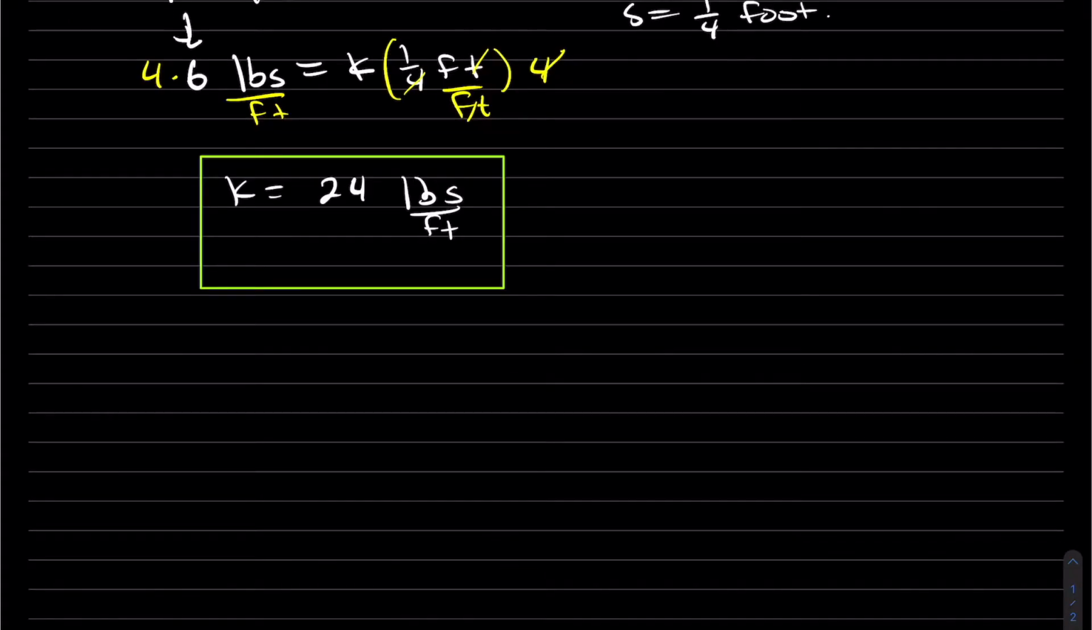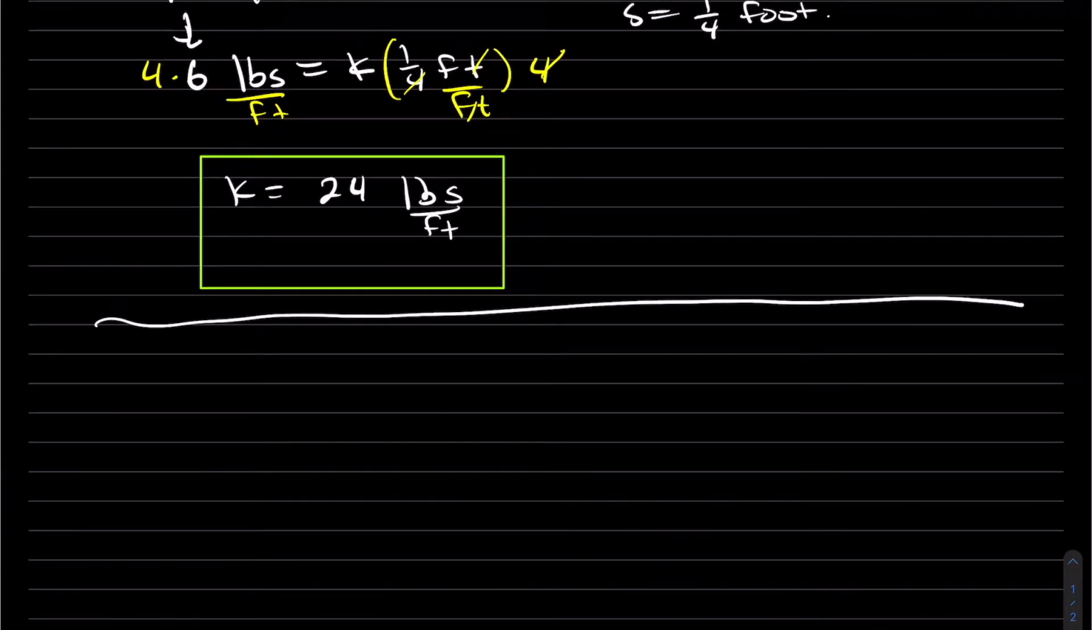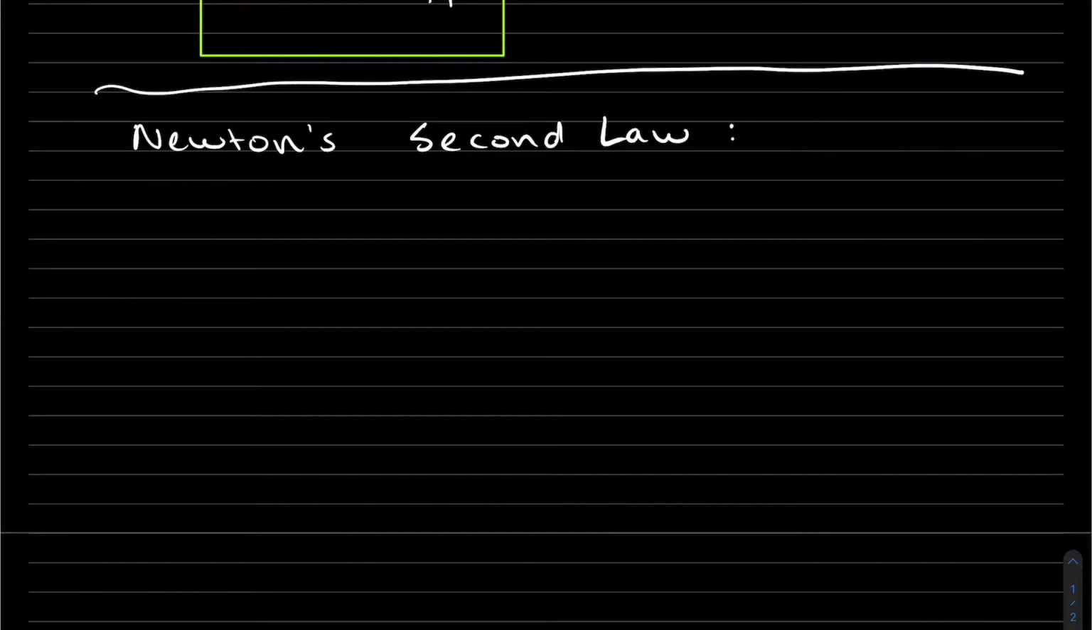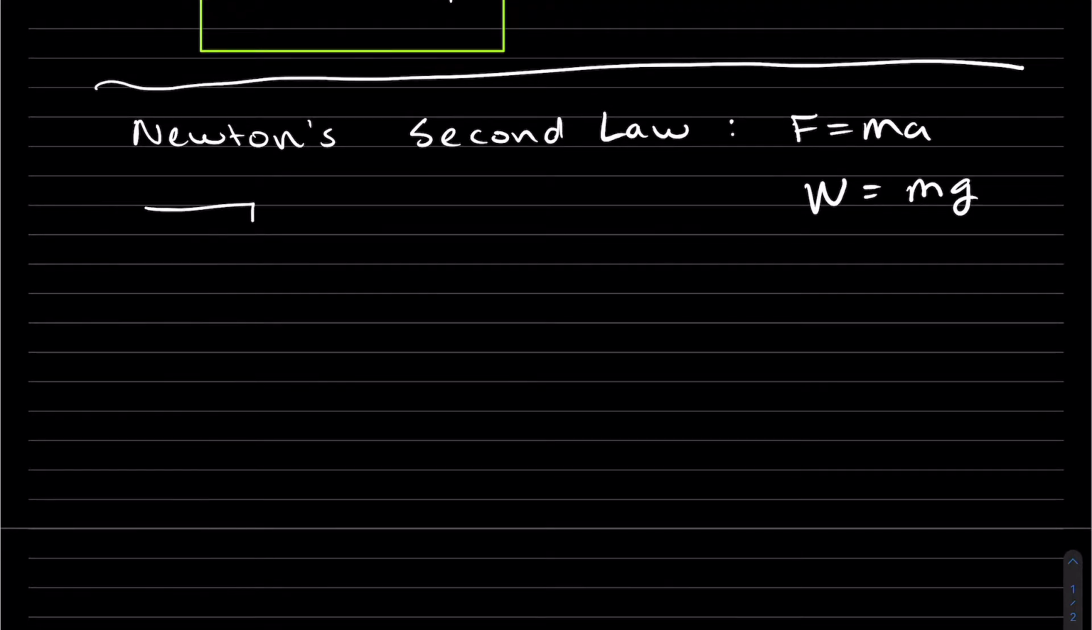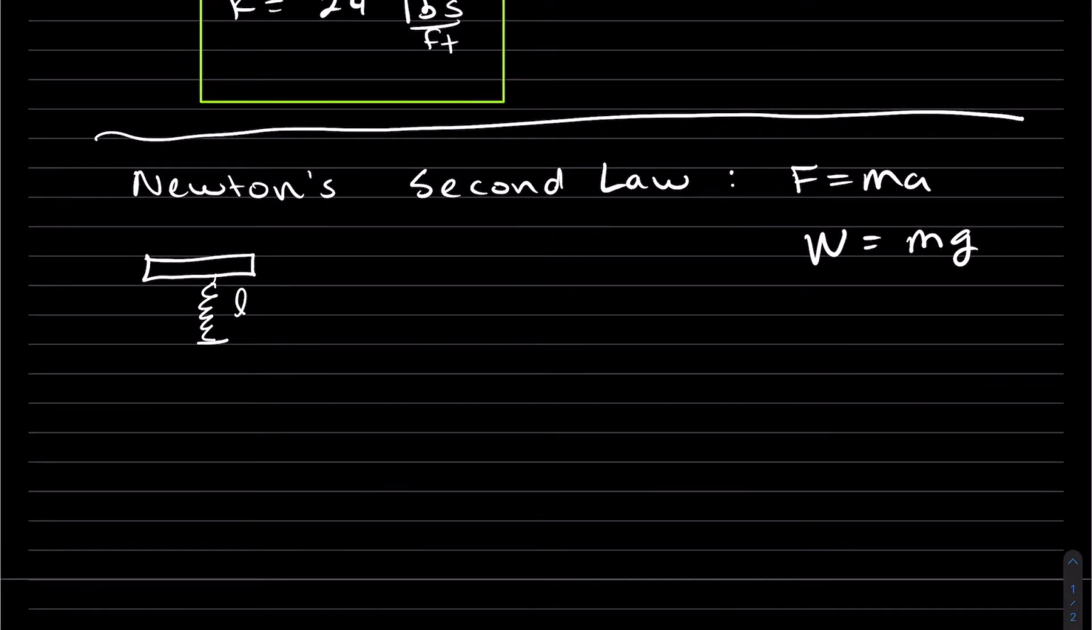Okay, so now I'm going to talk a little bit of physics here. Newton's second law is basically force equals ma, just a common formula. We also have weight equals mass times gravity. So let's look at a spring that's hanging naturally. This is our unstretched spring, so the length of the spring is L.